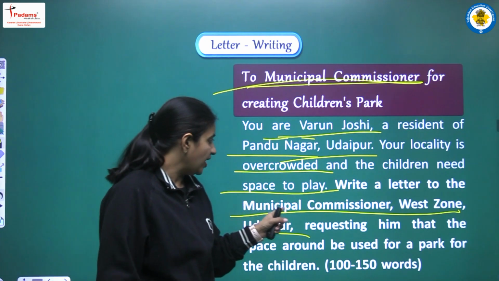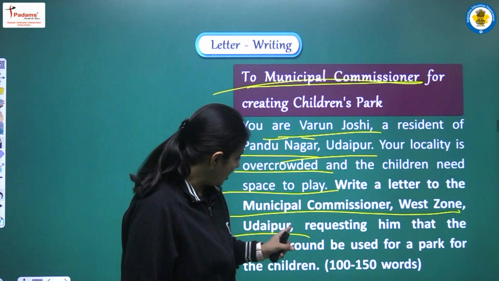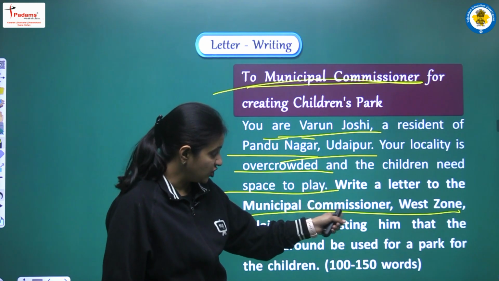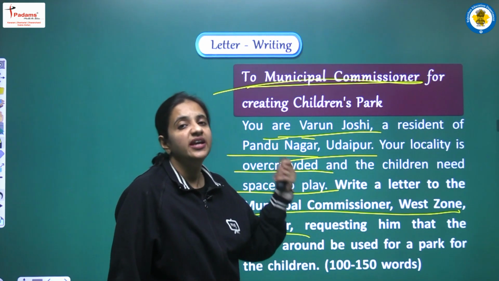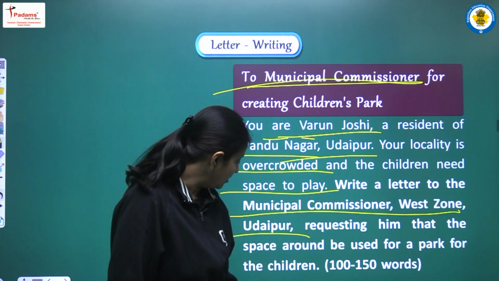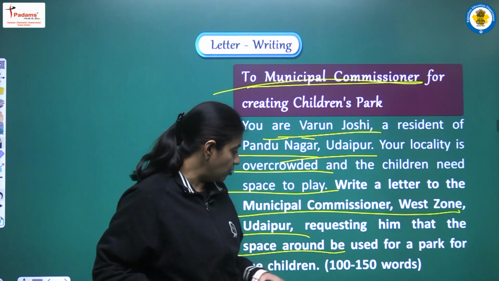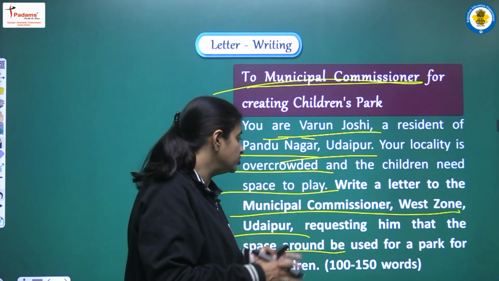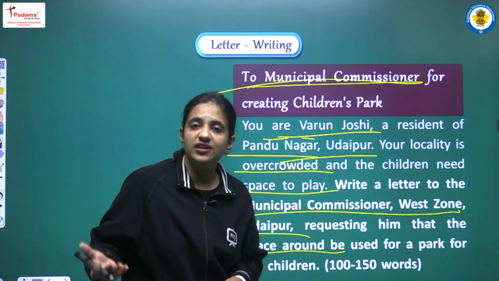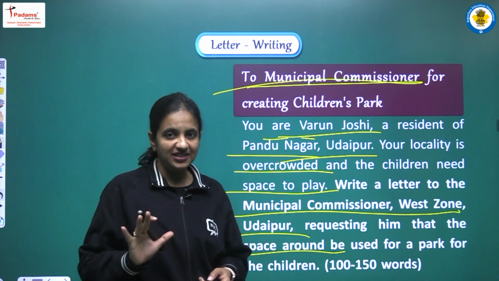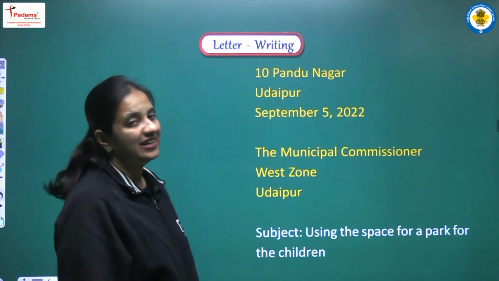So now we have to write a letter, and this letter we have to address to the Municipal Commissioner, West Zone, Udaipur. In the letter we have to request him, and we have to suggest also that there is some space around, and that space can be used for a park for the children. Clear? Question is clear. So now let's see how we can write this letter.